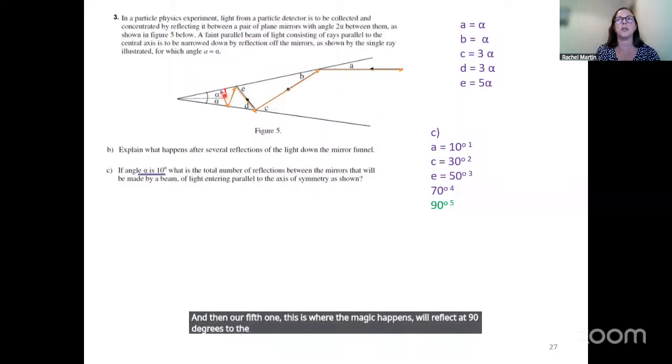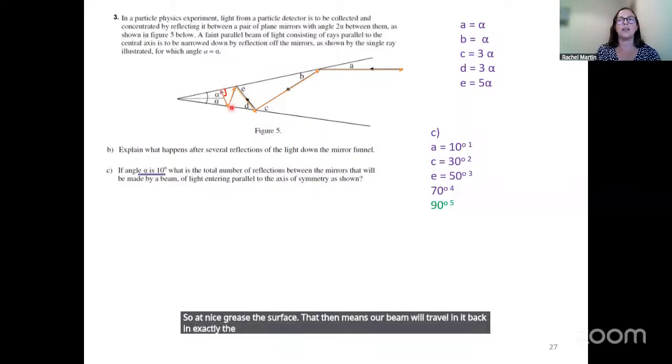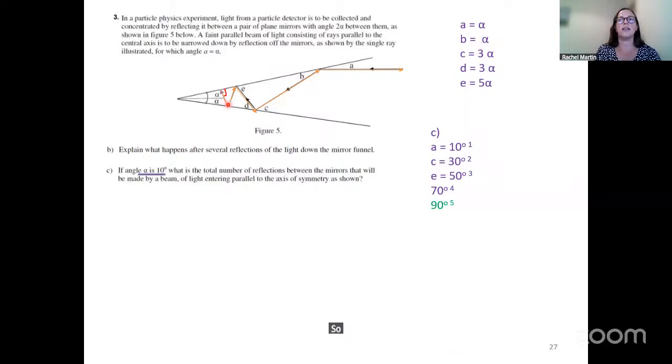And I've just done a quick sketch. This is not to scale. So at 90 degrees to the surface, that then means our beam will travel back in exactly the same way it was incident on that surface. So incident along the normal and reflected along the normal to that surface.